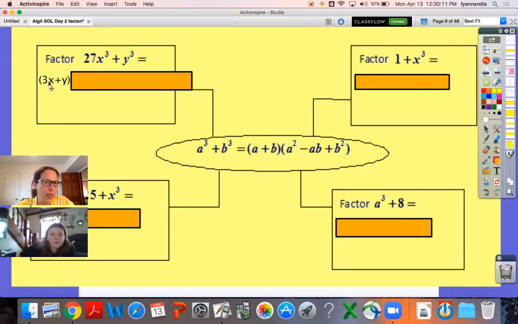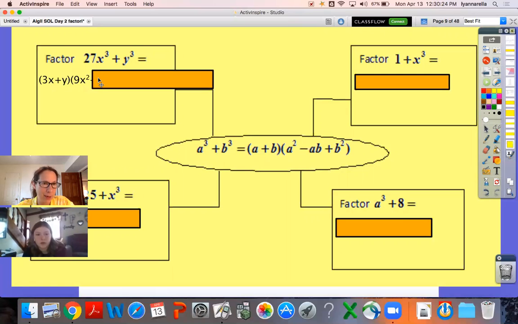Square the 3 and the x. What would you get? Would I square like the 3 separately? The 3 and the x, right. Okay, so 9x squared. Yep. And then multiply the 2 together. What do you get? 3x times y. Right, would be just 3xy.